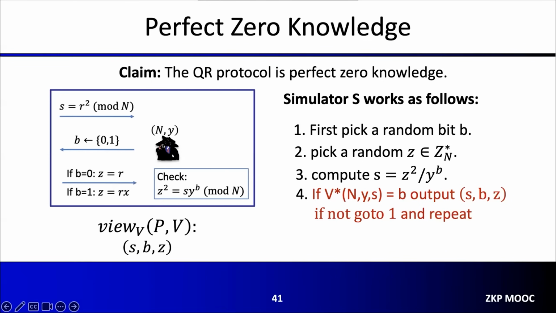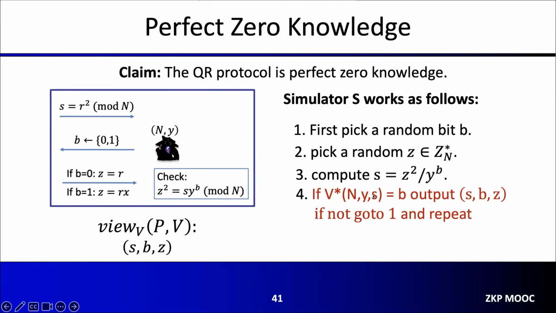If I was lucky, he's going to ask exactly the bit that I prepared for and I know how to answer. But he might not do that, in which case I can't really output S, B, Z because I just don't know the correct answers. What do I do then? I start again. I go to step one, I again pick a random bit, I again pick a random Z, I then compute S, and now I ask V star on this new N, Y, and S.